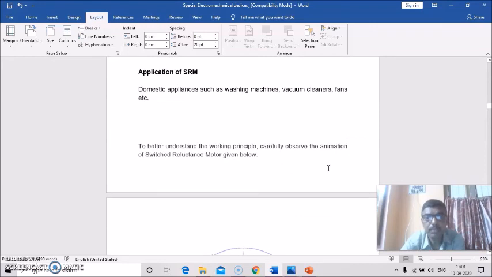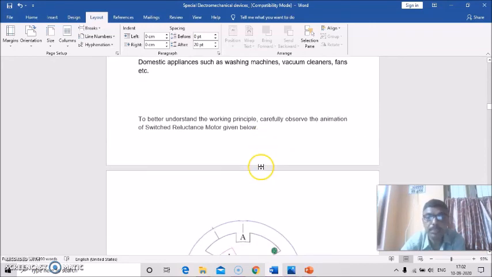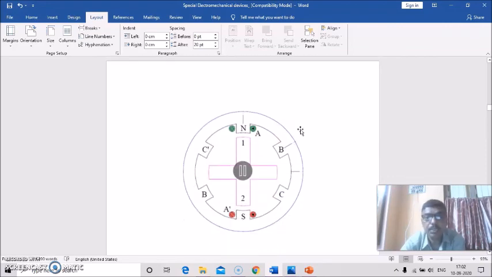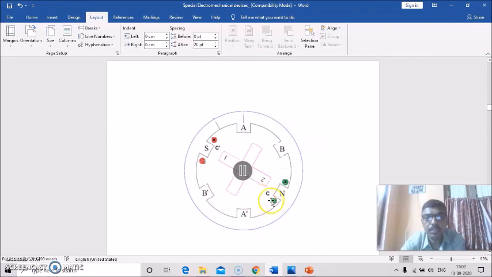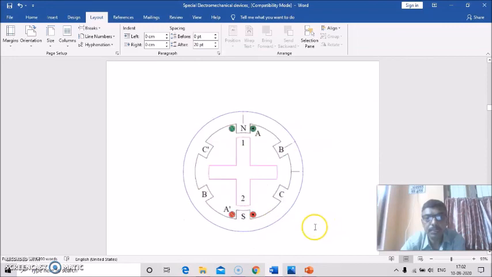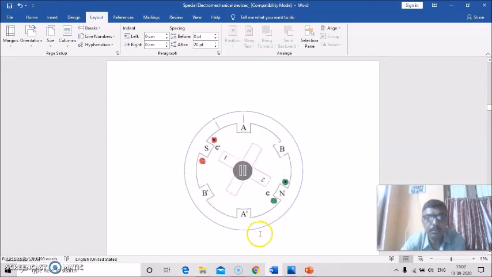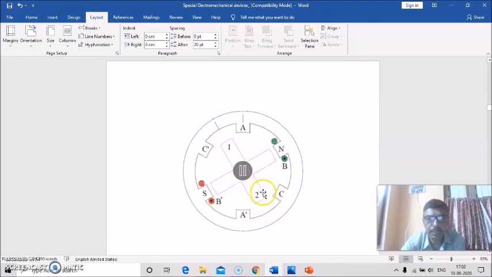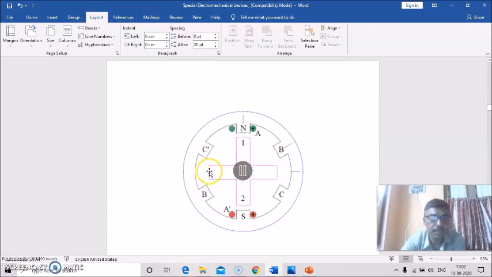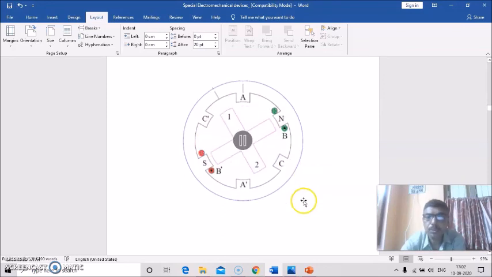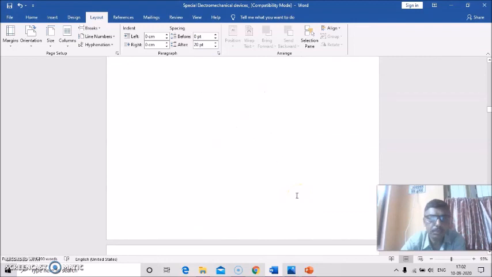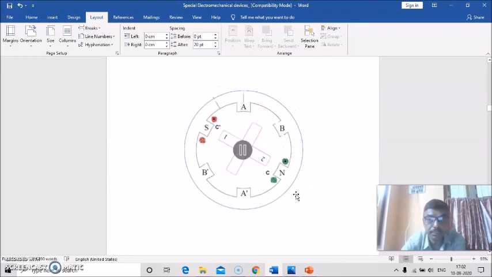And also we have shown you the animations of the working of the SRM. Once again I am showing you these animations. Let's see how it is rotating in steps, that is 30-degree steps per phase. So that's all about this switched reluctance motor for today's discussion.